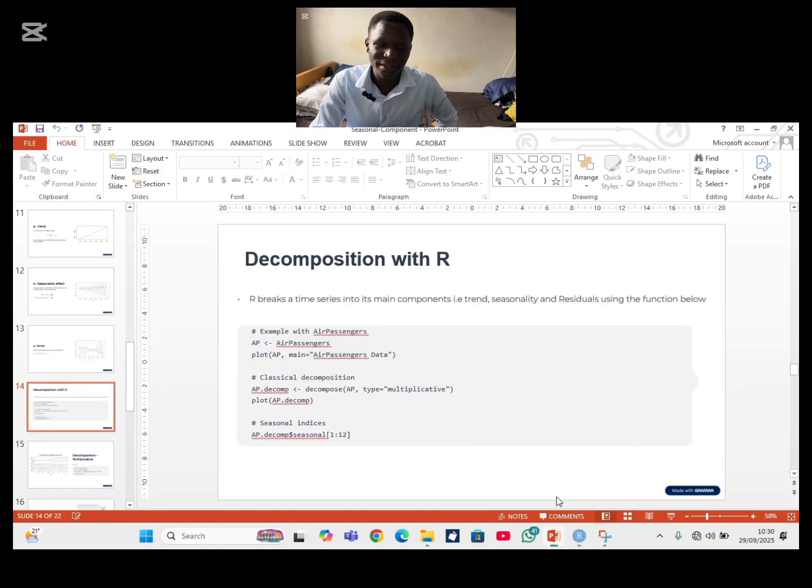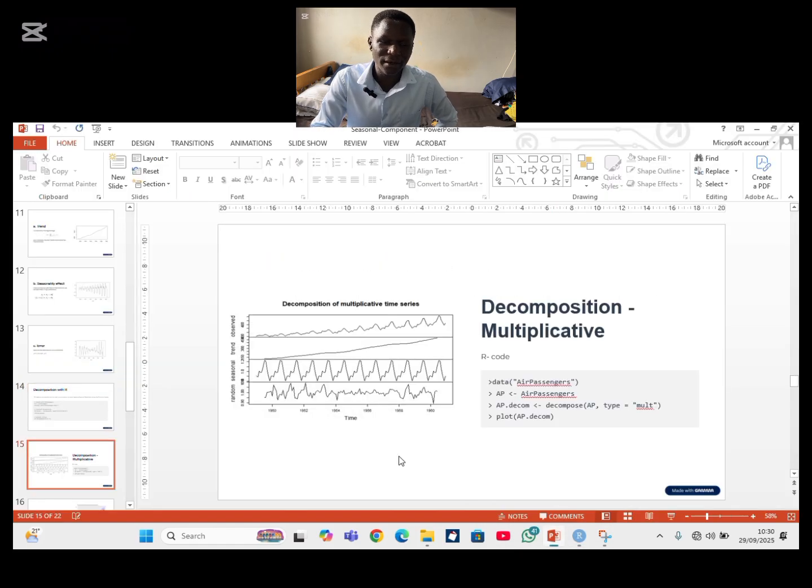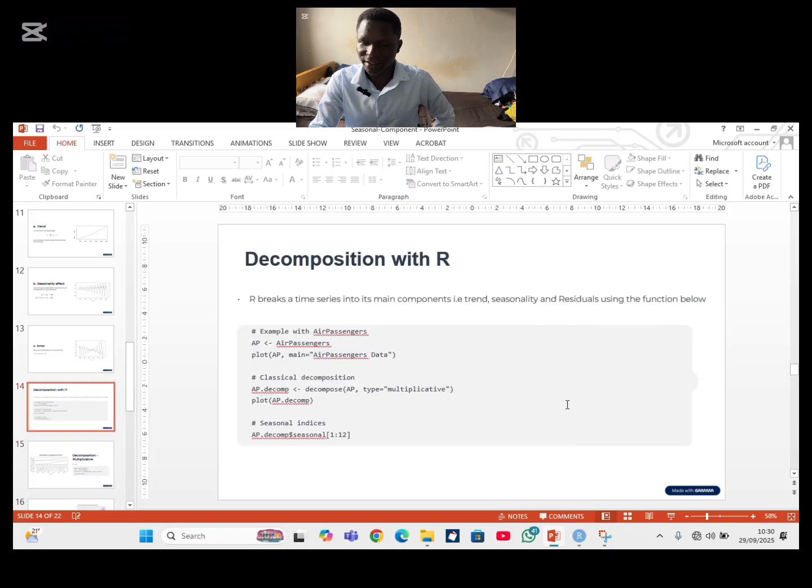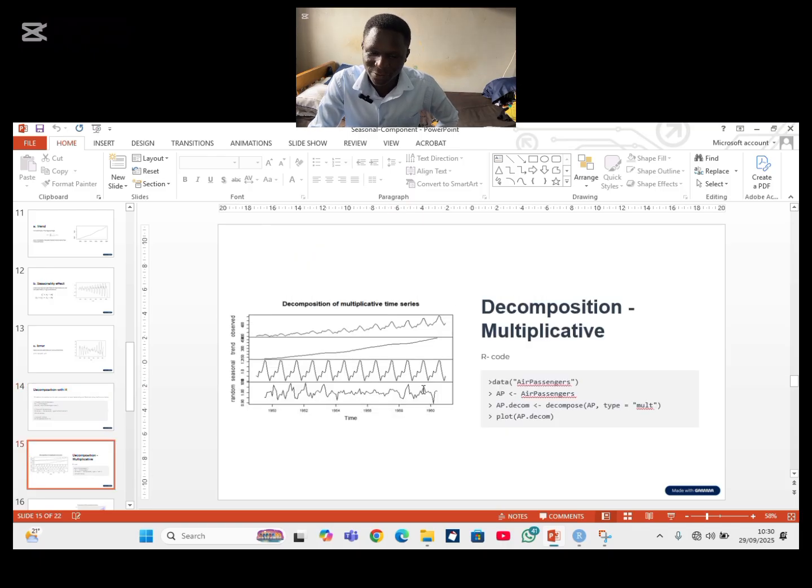Let's go back to our PowerPoint. Yes, this is the graph we have illustrated here, and this is the code you could use to run it. The other one was just a combination of all of them, and you realize that in this code here we stated that we are using a multiplicative model to plot that graph.